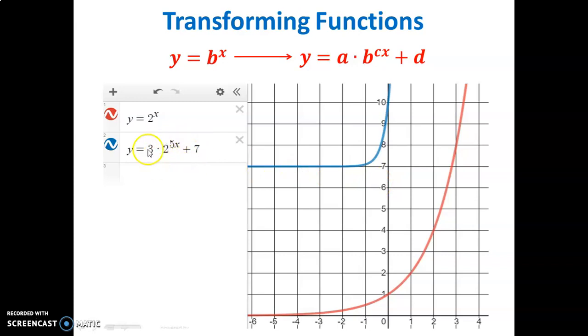One of the main numbers we looked at that was most important was the number at the end. When we have a number at the end that we're adding, it shifts the graph vertically, in other words, up and down. So notice the red one became the blue one, it moved up. We see a plus 7 here, so it went up 7 units. Whereas the asymptote used to be down here at the axis, the asymptote is now at y equals 7. We looked at that when we were looking at the cooling liquid graphs, and we had a certain asymptote, like at room temperature. That's the same idea. This changes the asymptote. Okay, so that's the idea of transforming functions.